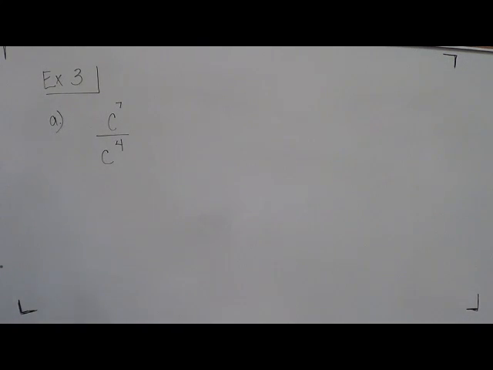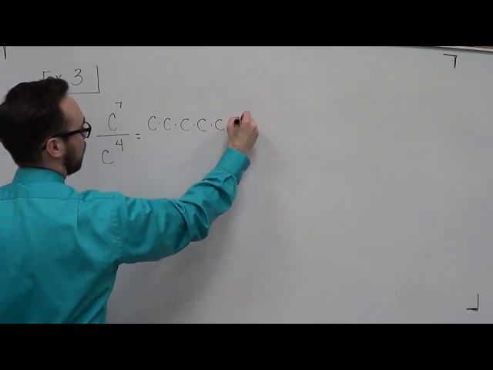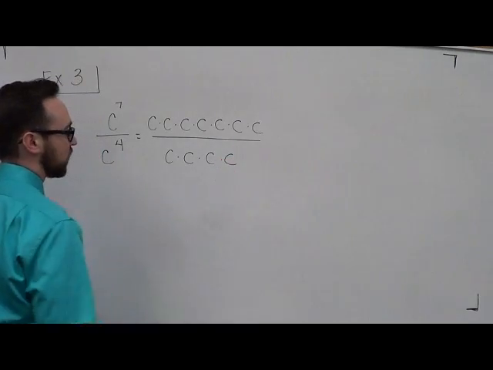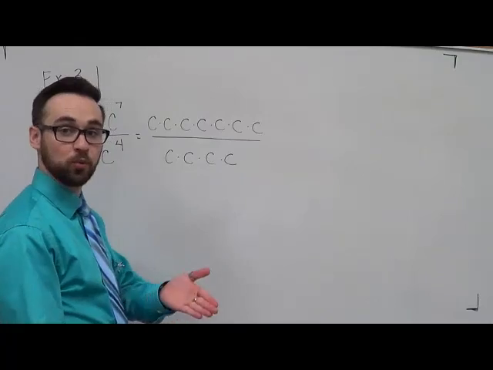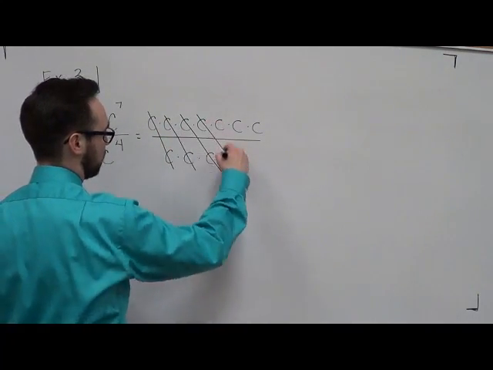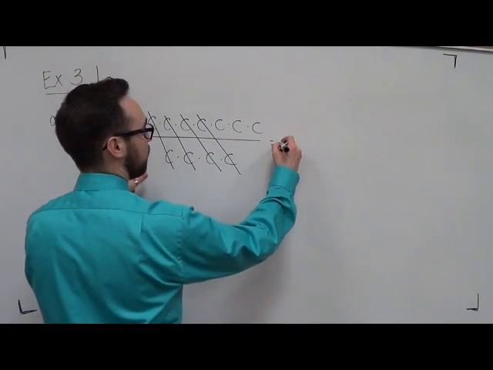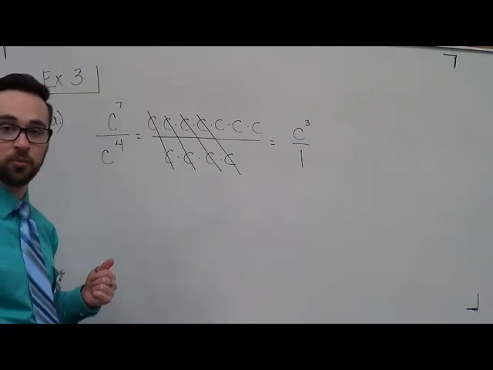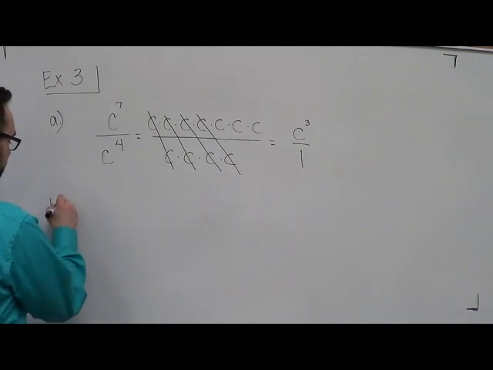What happens here and why we subtract on these ones is what this means is we have c 7 times over c 4 times. Remember, if something is on both top and bottom, you can cancel it, right? It becomes 1. So we can cancel, cancel, cancel, cancel. Well, what am I left with? 7 minus 4. And then technically you could say it's over 1 or just c cubed. It's all the same.